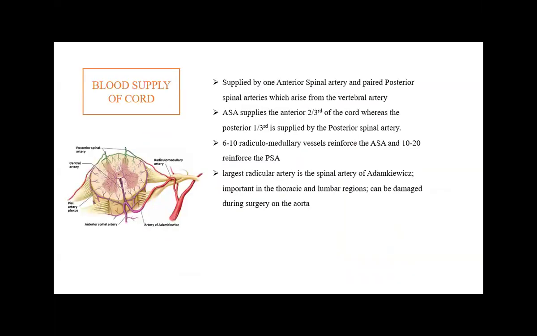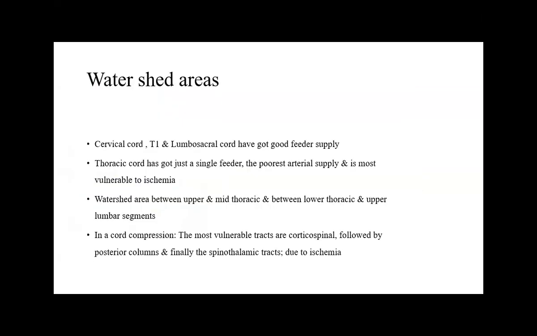Now coming to the blood supply, the spinal cord is supplied by the anterior spinal artery and paired posterior spinal arteries, which arise from the vertebral artery. The anterior spinal artery supplies the anterior 2/3 and the posterior supplies the posterior 1/3. And 6 to 10 radiculomedullary vessels reinforce the anterior spinal artery, and 10 to 20 radiculomedullary arteries reinforce the posterior spinal artery. The largest radicular artery is the artery of Adamkiewicz, which is important mainly in the thoracic and lumbar region, and can be damaged during surgery on the aorta also.